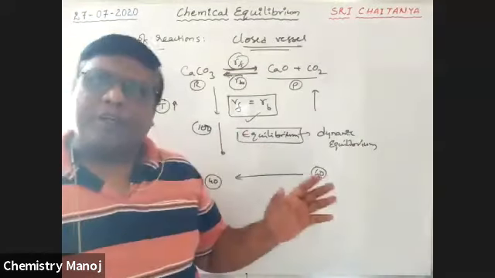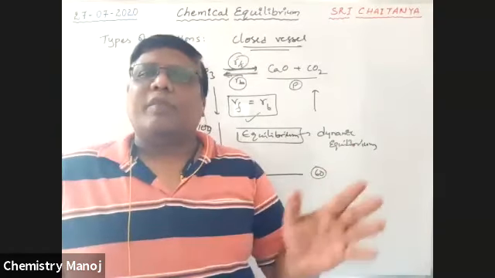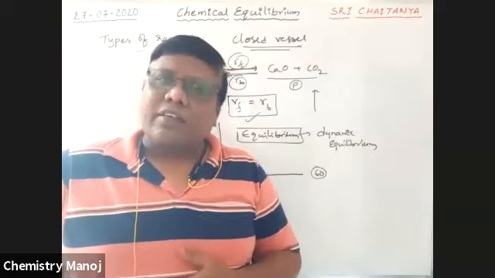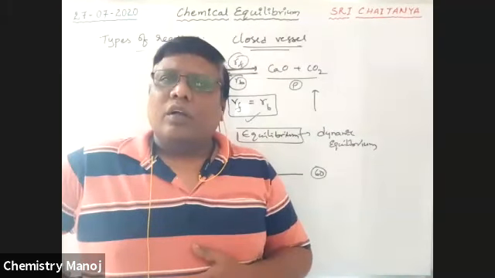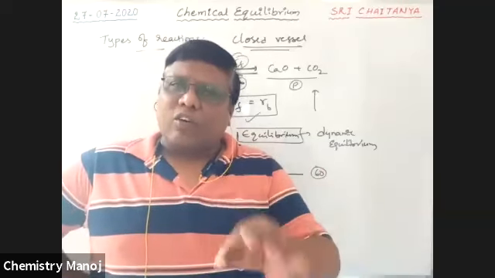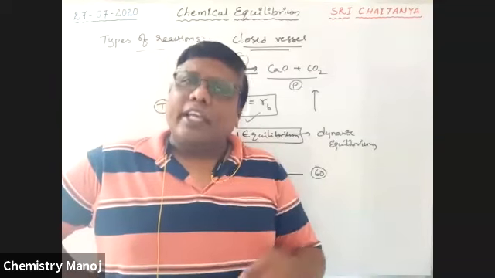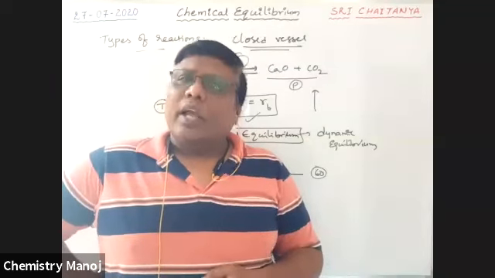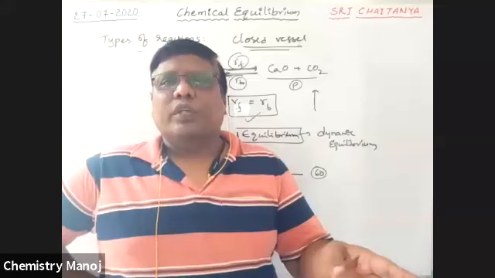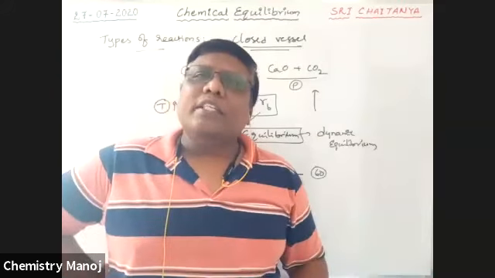It is very, very important, my dear boys. So once again, I am repeating. What is a reversible reaction? One in which both the forward reaction and the backward reaction take place. What is equilibrium? In that reversible reaction, the rate of forward reaction is equal to the rate of backward reaction. That particular state is called the equilibrium stage. Every equilibrium finally leads to a dynamic state.